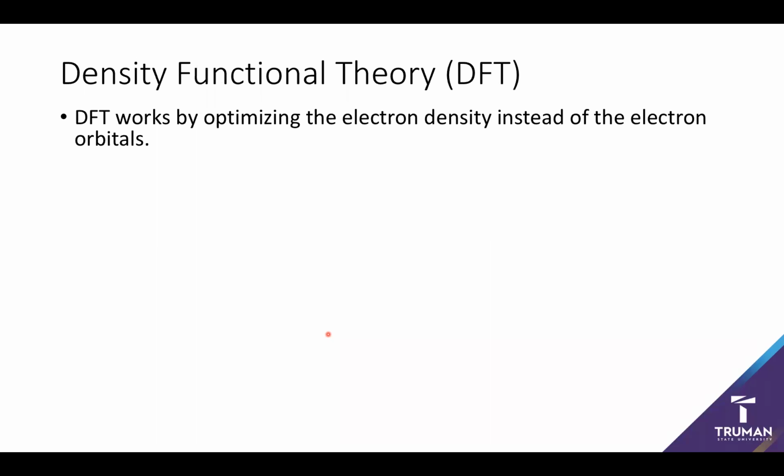So instead of trying to solve our electron energies in terms of molecular orbitals or wave functions, like Hartree-Fock, what we're trying to do is optimize the electron density. This is going to be the same as the square of the wave function. One of the benefits of the electron density is that it is an actual measurable property. So we can actually measure the likelihood of finding an electron in a given location. That's the electron density.